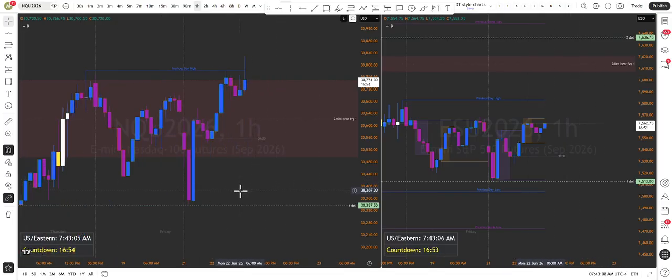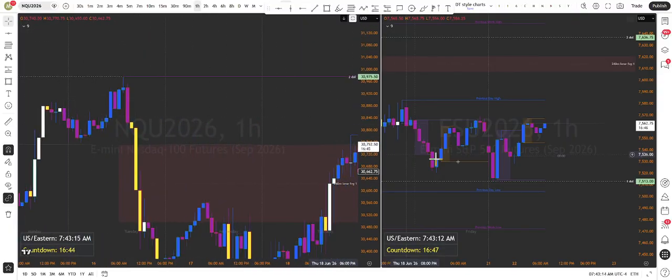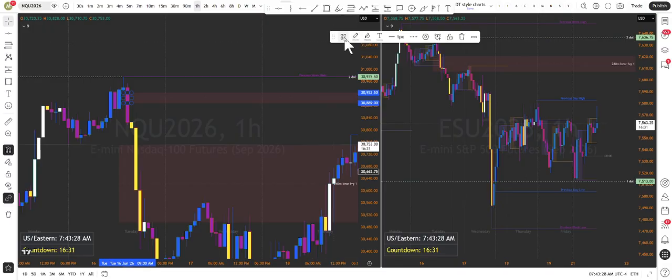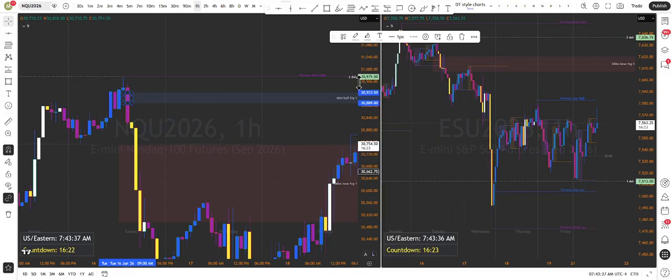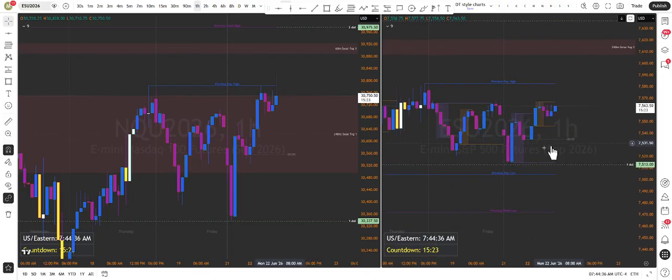So on the 1 hour chart, on NQ, one thing I really see is right here. And you don't have anything on the ES. So 60-minute bearish fair value gap. So on the 1 hour, on the ES, we just marked up that 60 minutes up there.